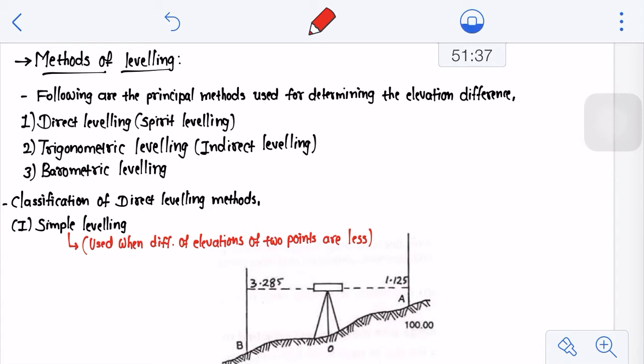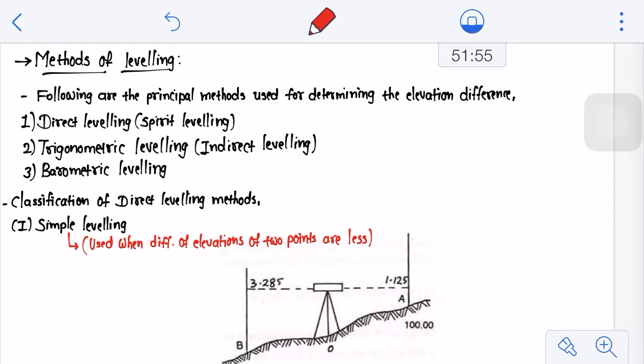So in this video I'm going to discuss the remaining part of leveling, and that's why I kept the name of this video as leveling part 2. Starting with the outline of this discussion, I'm going to discuss the methods of leveling, and also the classification of leveling as well.